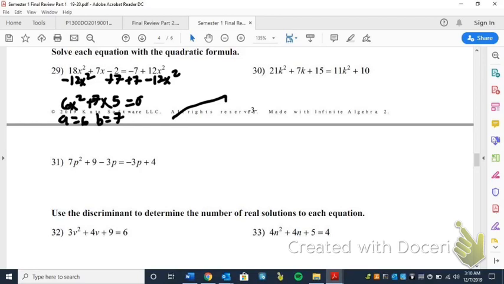I forgot to put a plus in there. Let me do that. Okay. Erase this little thing and continue.